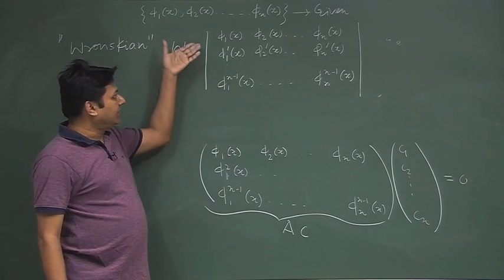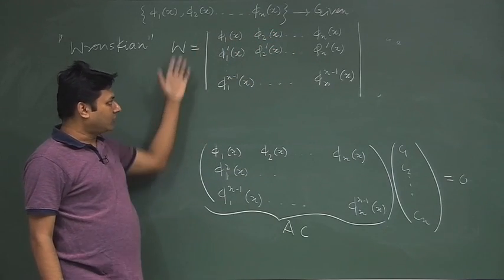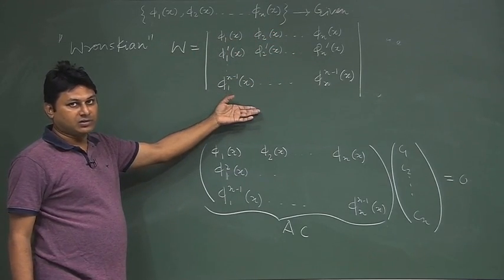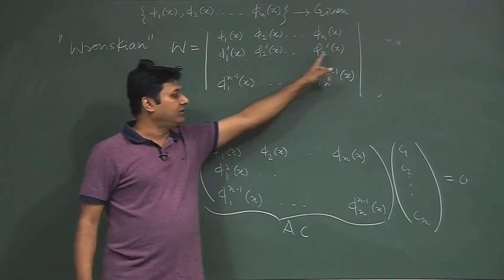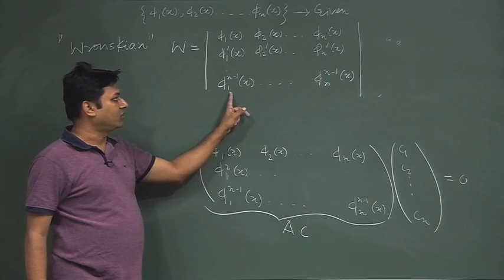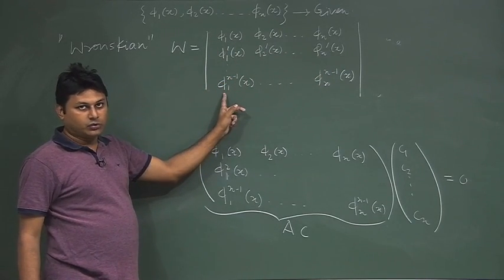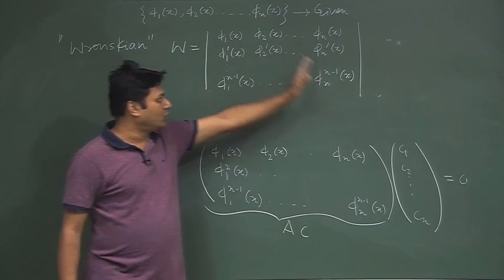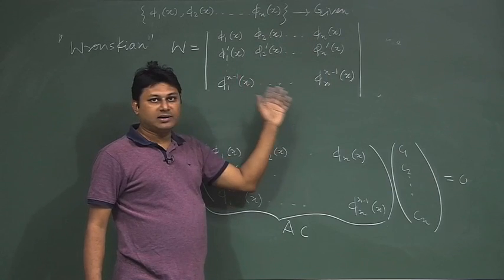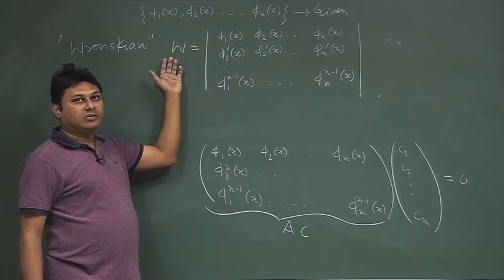So, if a set of functions is given to us, then we will form the Wronskian of this set of functions. First I write the function, then the corresponding derivatives, first derivative, and so on, up to the nth order derivative. If the number of functions is n, I need to go to n derivatives. Then the determinant of this quantity is called the Wronskian.